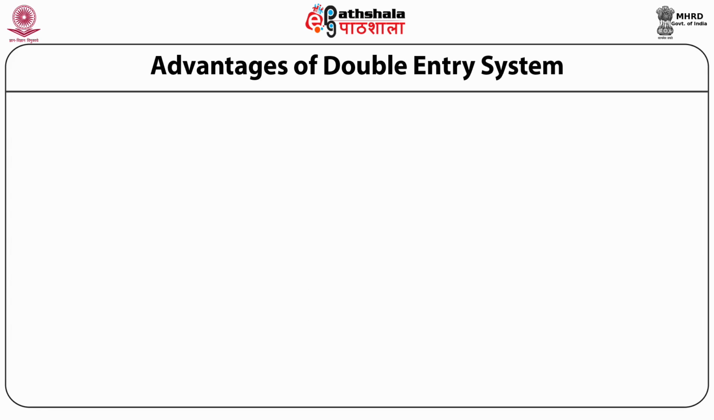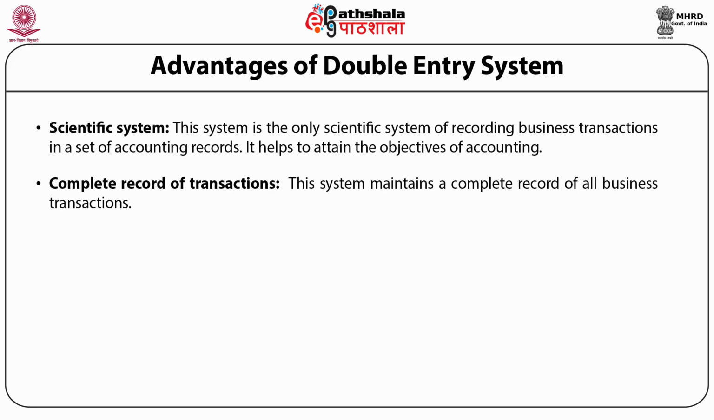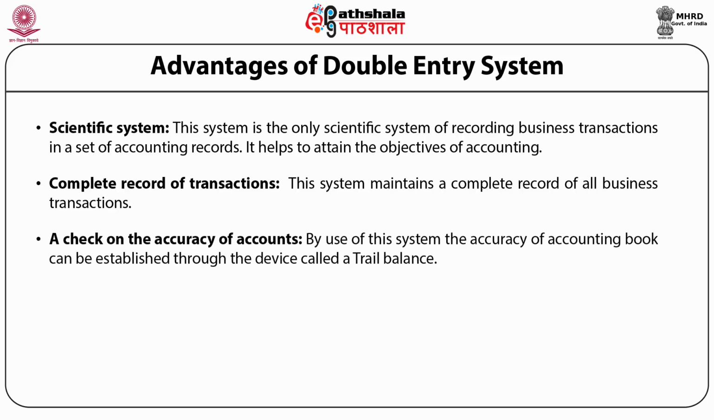Advantages of double entry system. Scientific system: this system is the only scientific system of recording business transactions in a set of accounting records. It helps to attain the objective of accounting. Complete record of transactions: this system maintains a complete record of all business transactions. A check on the accuracy of accounts: by use of this system, the accuracy of accounting books can be established through a device called a trial balance.